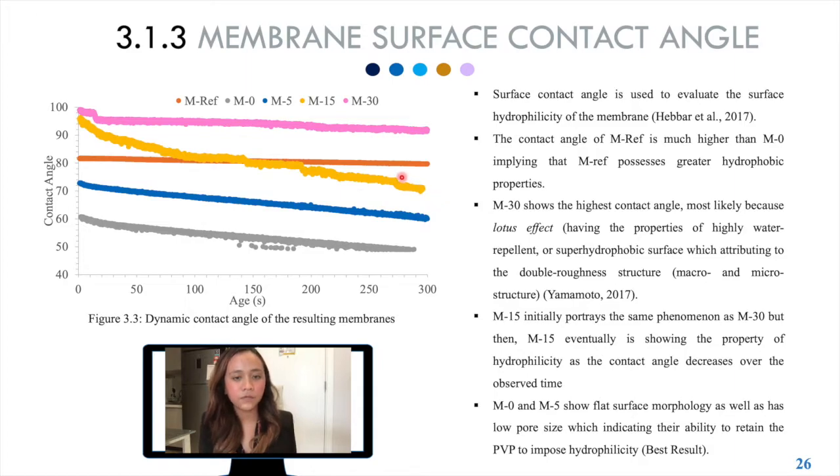M0 and M5 show flat surface morphology and low pore size, indicating their ability to retain the PVP to impose hydrophilicity, which indeed portrays the best result for this analysis.